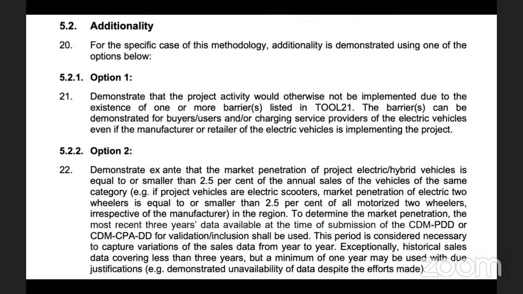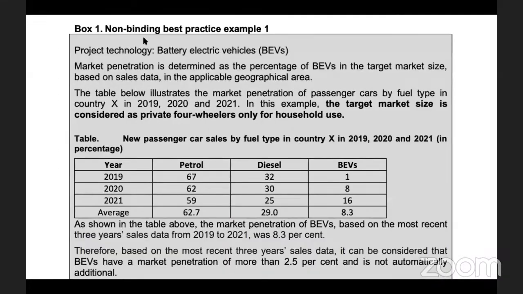To determine the market penetration, the most recent 3 years of data available at the time of submission of the CDM-PDD or CDM-CPA-DD for validation inclusion shall be used. This period is considered necessary to capture variation of the sales data from year to year. Exceptionally, historical sales data covering less than 3 years, but a minimum of 1 year, may be used with due justification, for example, demonstrating an unavailability of data despite the effort made.